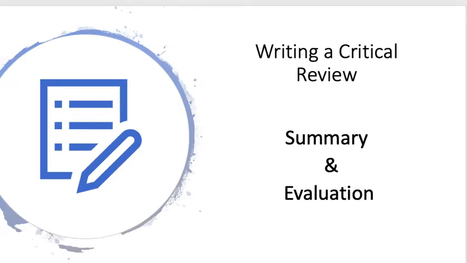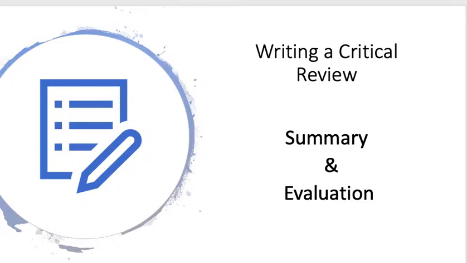A critical review, which you will begin in this module and submit in Module 6, requires you to examine an academic text based on certain criteria. A critical review can be of a book, a chapter, or a journal article, which is the type of critical review you will be asked to write. All critical reviews involve two main tasks: summary and evaluation.